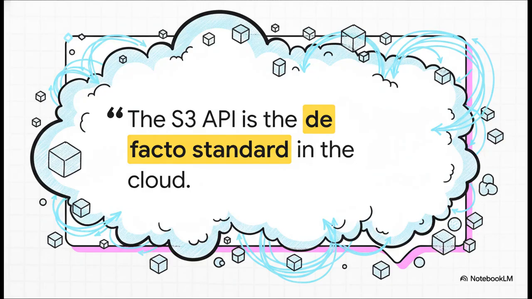And this all leads to probably the biggest takeaway of all. The S3 API has become so powerful, so widely used, that it's now the de facto standard, the universal language for object storage, not just on AWS, but across the entire cloud industry. You'll see tons of other storage providers advertising that they have S3-compatible APIs.